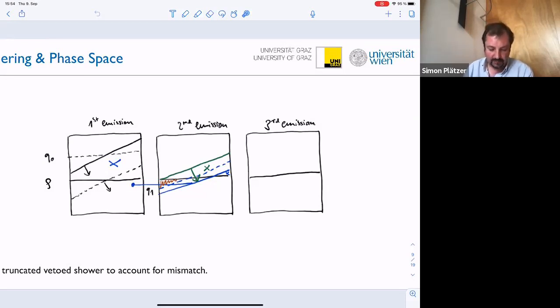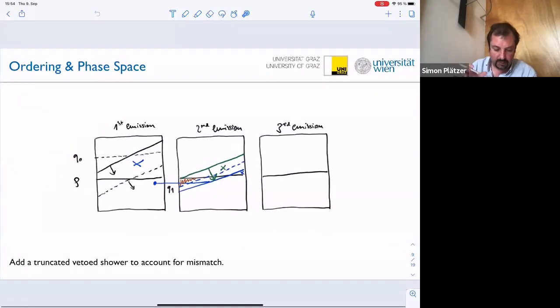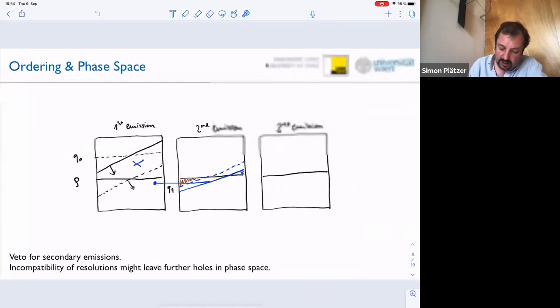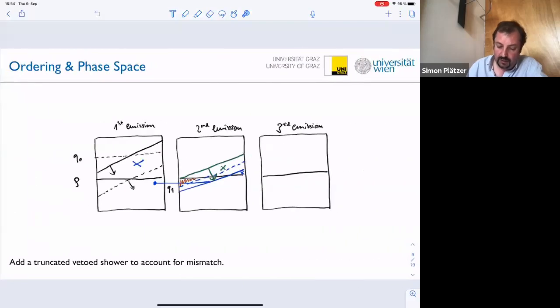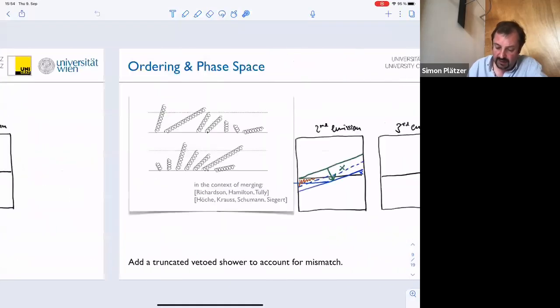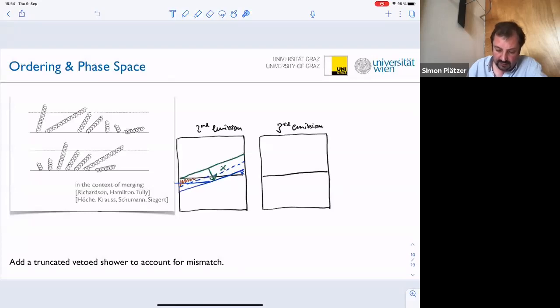And this is a truncated vetoed shower, and this is the important tool for merging, and actually has been discovered mainly for angular ordered showers in the first place, but also later on for other settings. So we've solved the problem essentially at the boundary of the emissions to the hard phase space. So this is again the truncated showers.